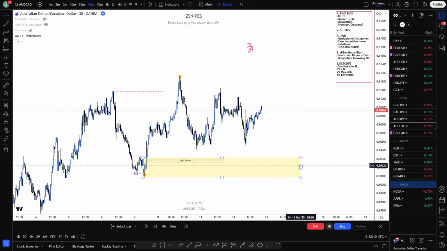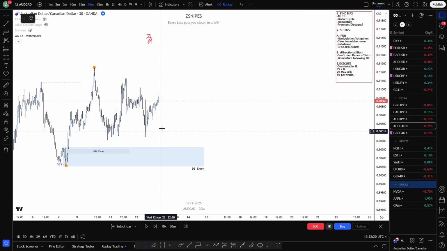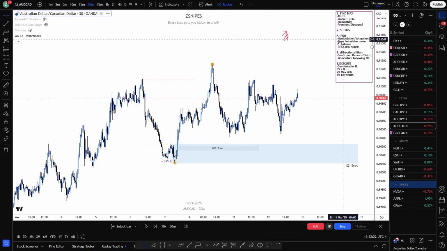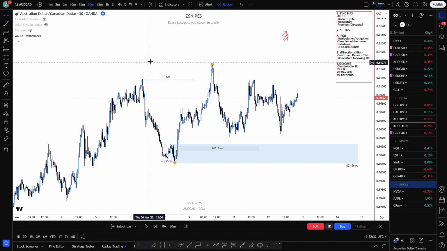Okay, this area here is confirmed as our demand zone. So this is going to be our A setup, and basically we're going to take the whole area. So now that's our demand zone. That area right there, it followed all the rules. We have the manipulation, we have a clear impulsive move away, we have an imbalance, and we have a break of structure up here. Let's put BMS top. All right.